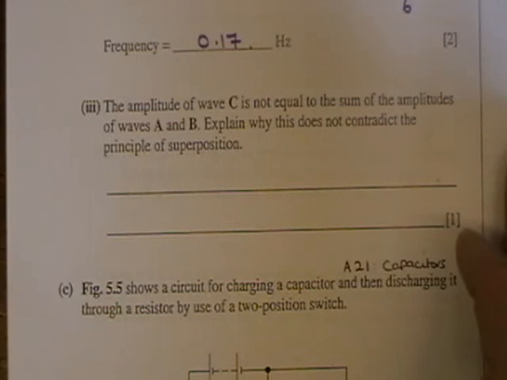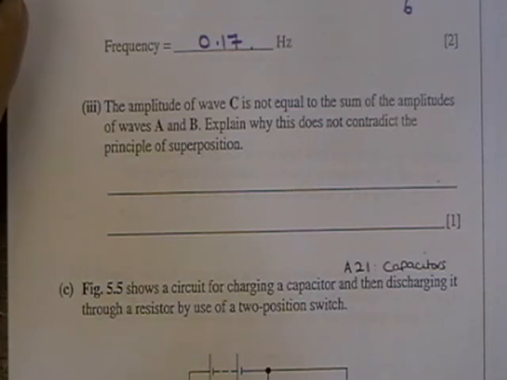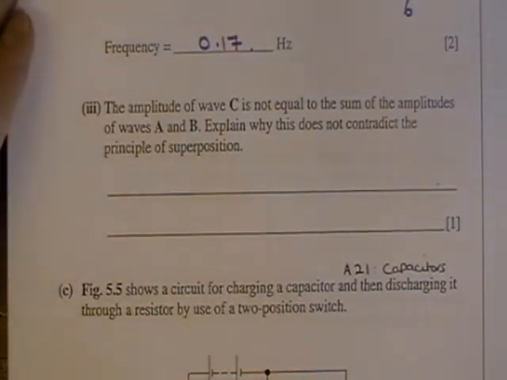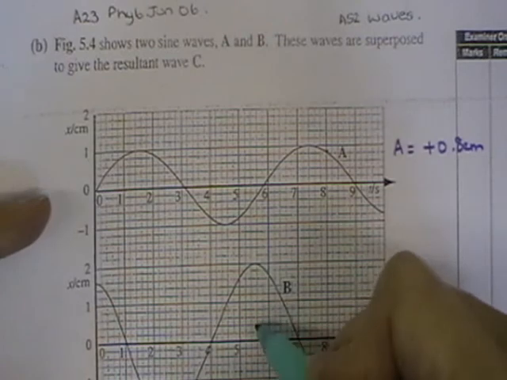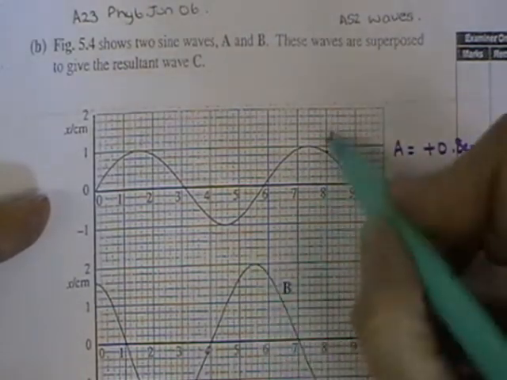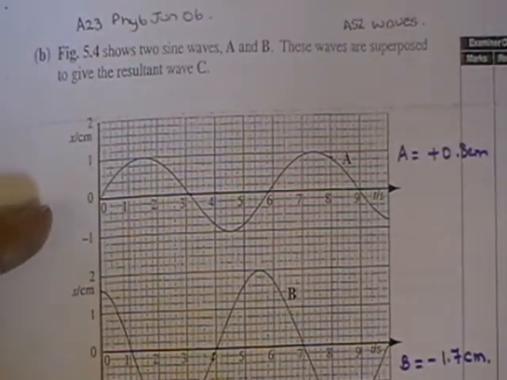The amplitude of wave C is not equal to the sum of the amplitudes of waves A and B. Explain why this does not contradict the principle of superposition. So the amplitude of wave C is not equal to the sum of amplitudes. That would imply that you're just adding that amplitude and this amplitude. But the problem is that they're not in phase with each other. If they were in phase with each other, you could add those two and get a total amplitude, or add this one and another trough from A and get a total amplitude. But that's not the case. So that's what the problem is.